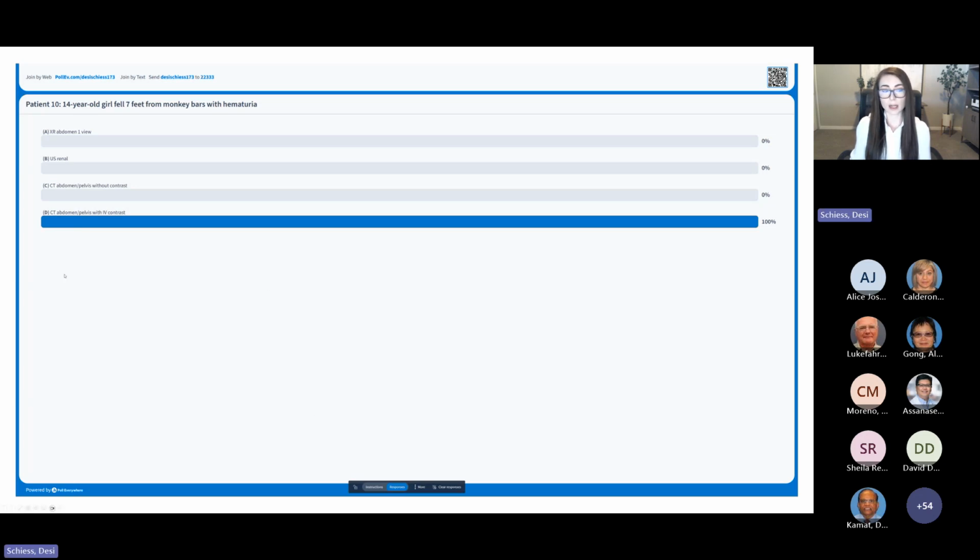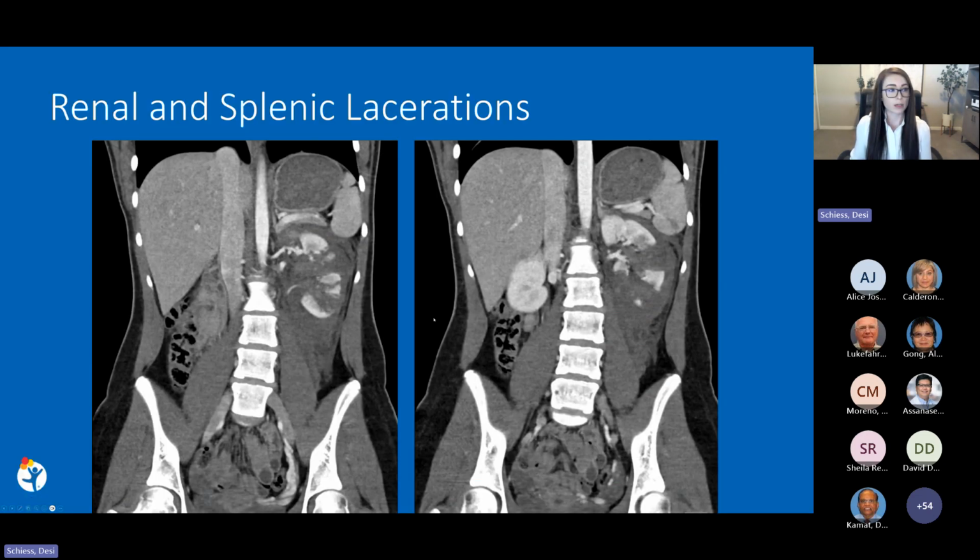So far, I'm seeing responses for CT abdomen with contrast, which is correct. This patient sustained a grade 5 left renal injury or shattered kidney with likely active bleeding at the margins of the lacerated and devascularized segments and associated perinephric and retroperitoneal hematoma. She also had a grade 2 laceration of the inferior pole of the spleen.